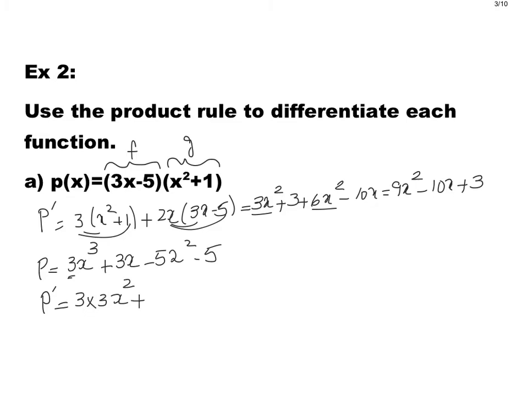The derivative of 3x is 3. For negative 5x squared, it's negative 5 times 2, x to the exponent 1 less than 2, which is 1. The derivative of minus 5 is 0. So this becomes 9x squared, negative 5 times 2 is negative 10x, plus 3, which is exactly what we got previously.